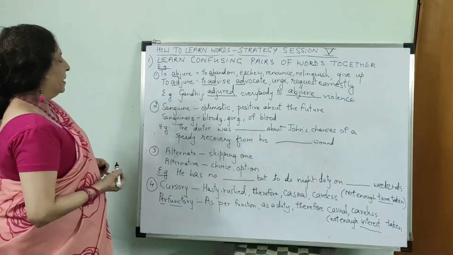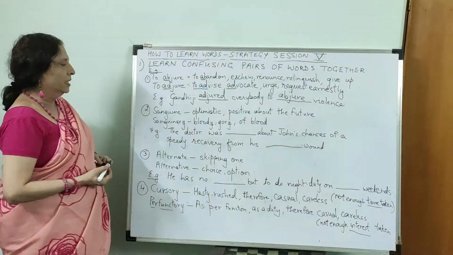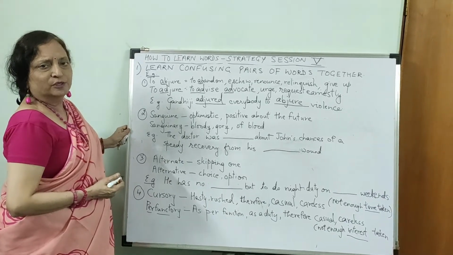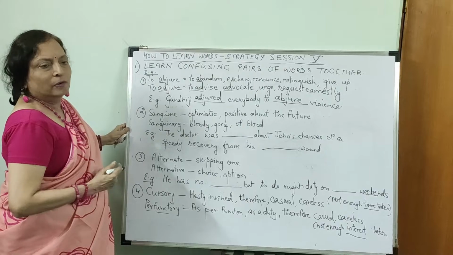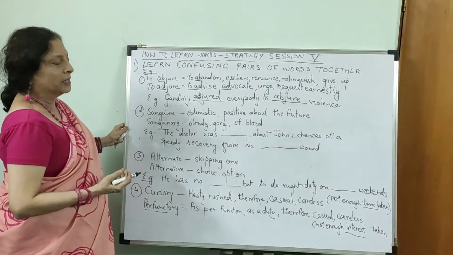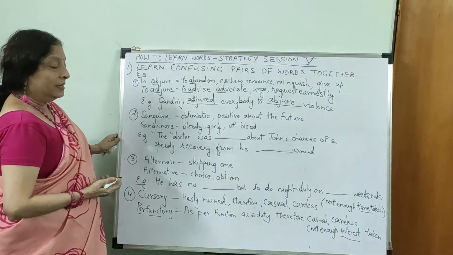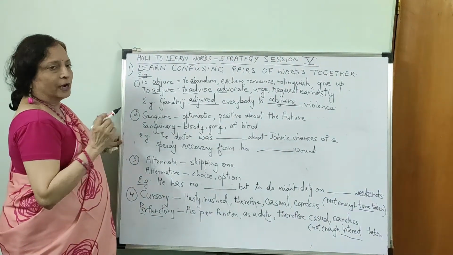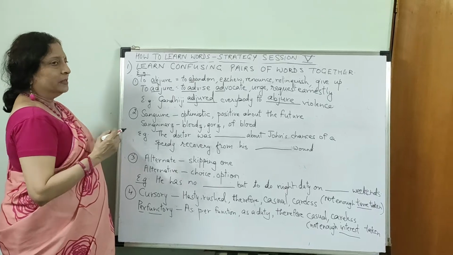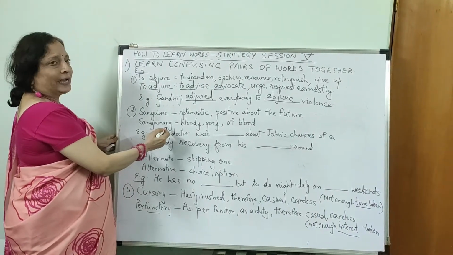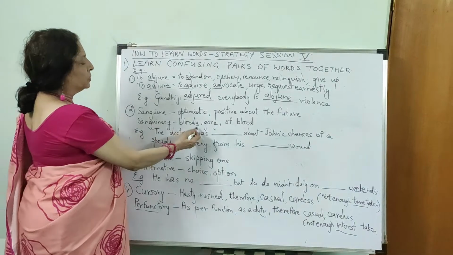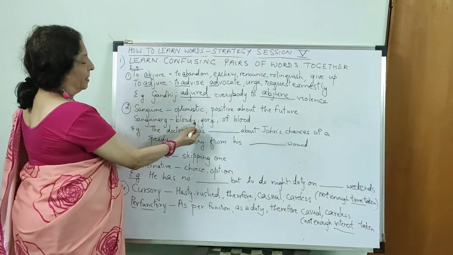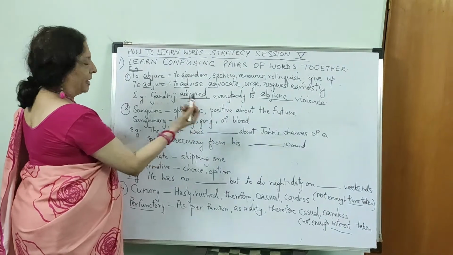Then we come to another pair, sanguine, sanguinary. Sanguine is optimistic, positive about the future, thinking that only good things will happen, get good results. And sanguinary is bloody, gory, of blood. Now here the clue for remembering the difference is the ending of the word sanguinary. Its meaning also ends in Y. Okay, so sanguinary ends in Y. Its meaning bloody, gory also ends in Y.